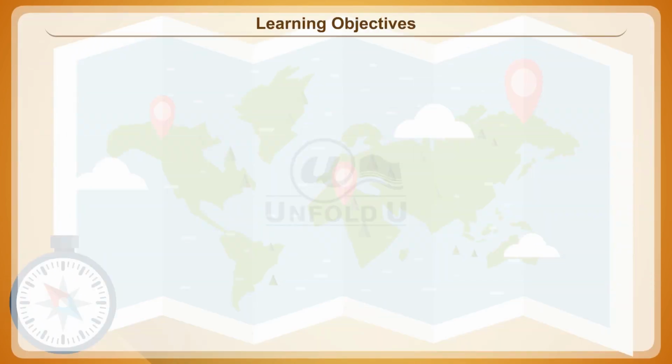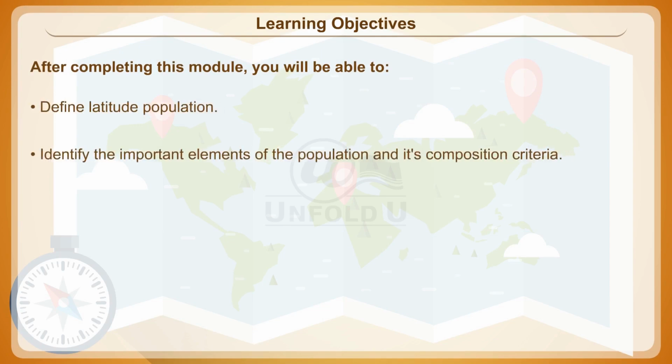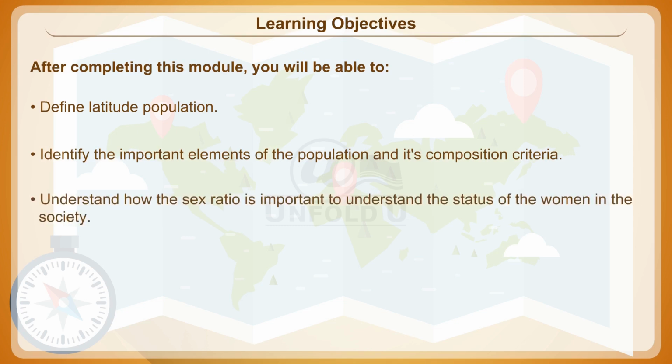Learning objectives. After completing this module, you will be able to define population, identify the important elements of the population and its composition criteria, understand how the sex ratio is important to understand the status of women in the society, and categorize the population pyramids.